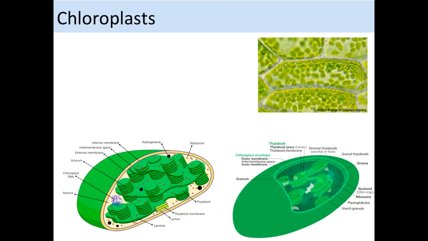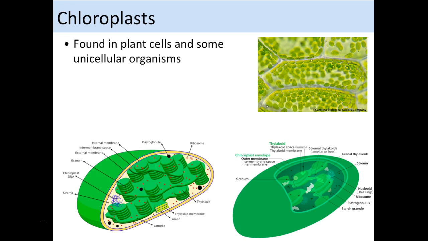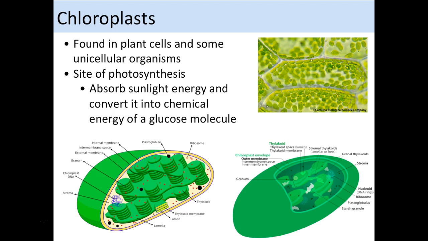In plants, however, they have an organelle that animal cells do not have called chloroplast. So chloroplasts are found in plant cells and in some unicellular organisms that are able to photosynthesize, because this is the site of photosynthesis. Chloroplasts absorb sunlight energy and convert it into chemical energy of a glucose molecule. So they take sunlight and convert it into sugar.